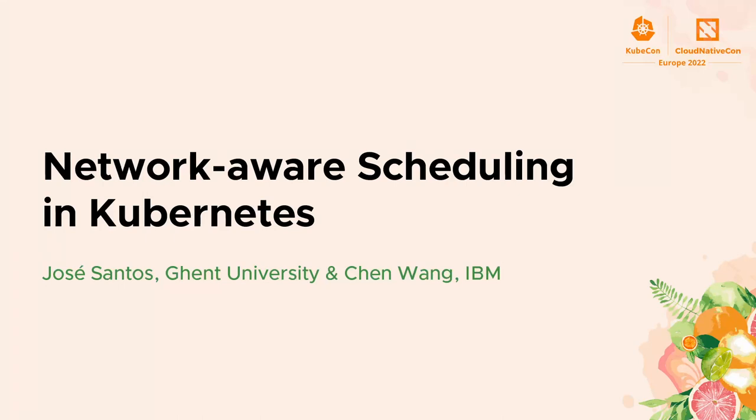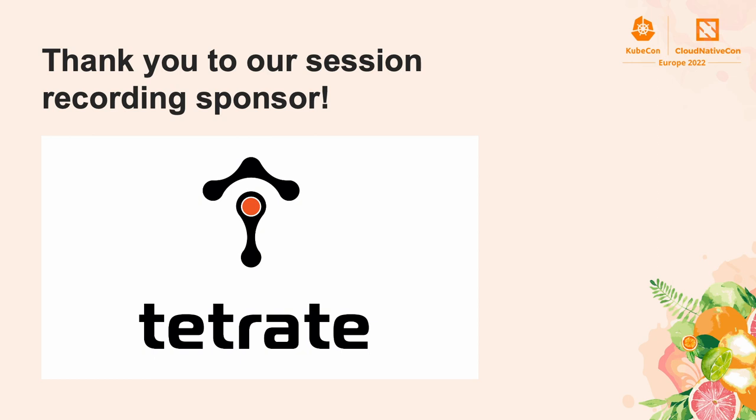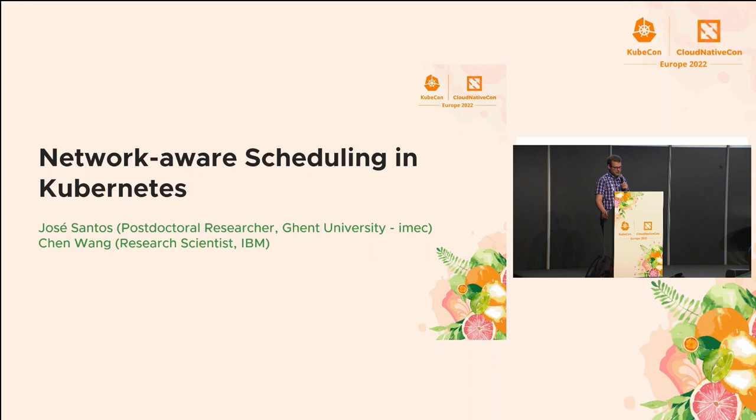Hey, so I'm currently a postdoc researcher at Ghent University. I'm José Santos. I just recently graduated last month, and this talk summarizes the latest work during my dissertation, which is trying to bring network-aware information to the scheduling process in Kubernetes, trying to find better decisions, focus on this information to allocate workloads in Kubernetes.